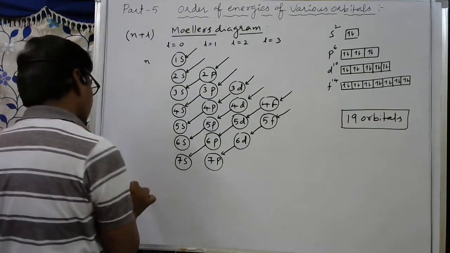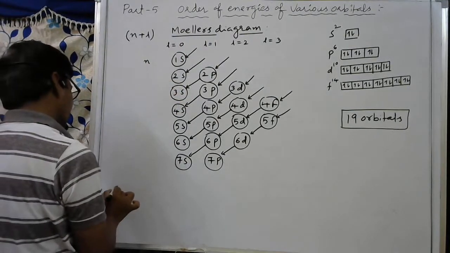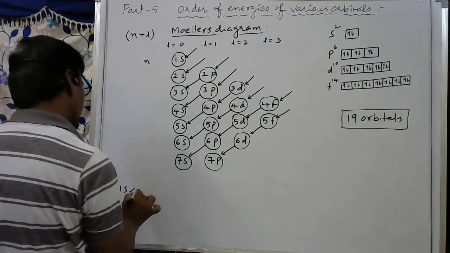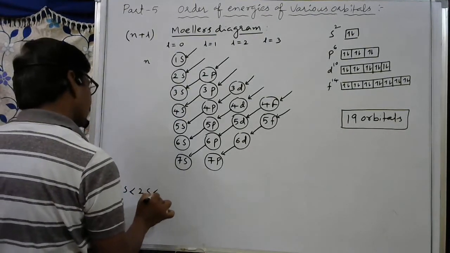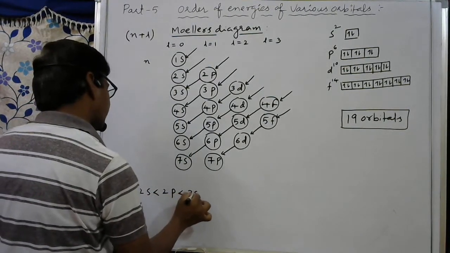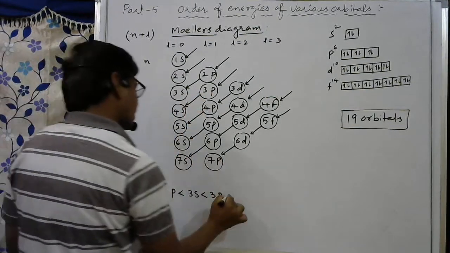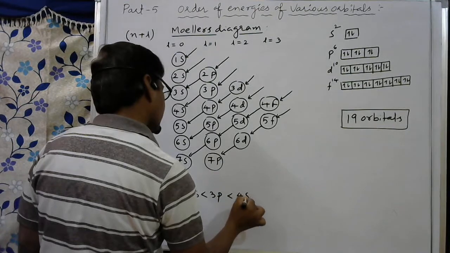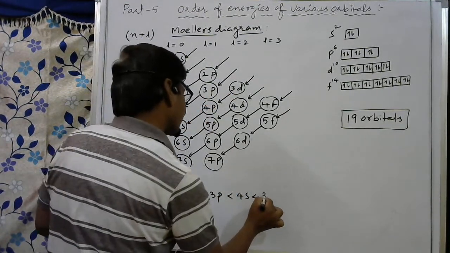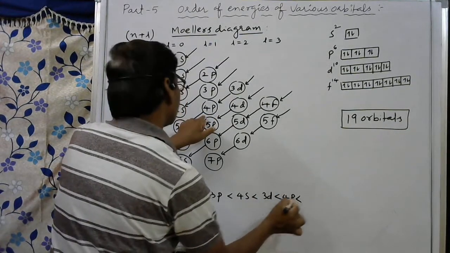See here, I am writing the order of energies. 1s orbital I am writing first. 1s orbital has less energy than all the remaining ones. 2s is less energy than 2p. Then 3s, then 3p. Then 4s, then after 4s, 3d. After 3d, 4p. Then after 4p, 5s.